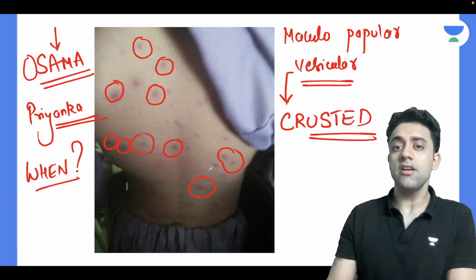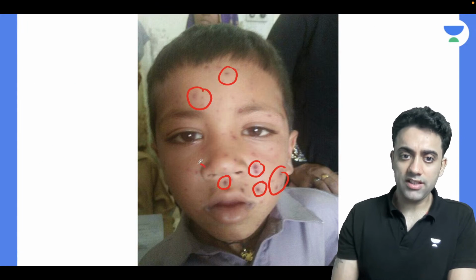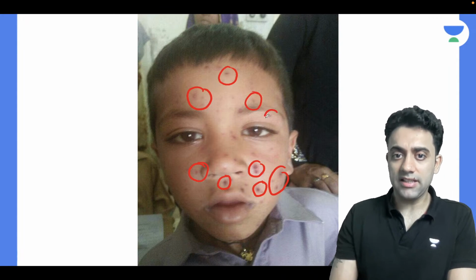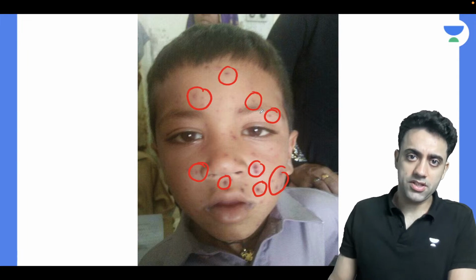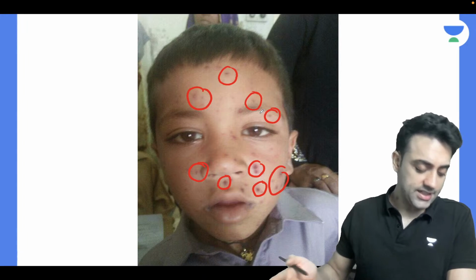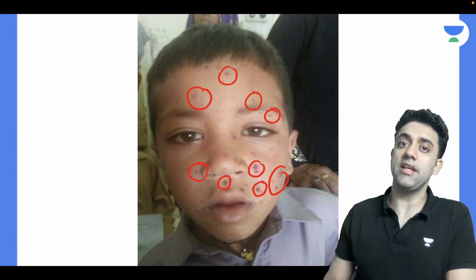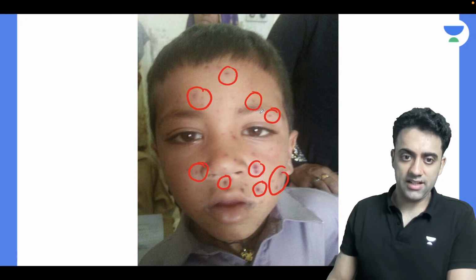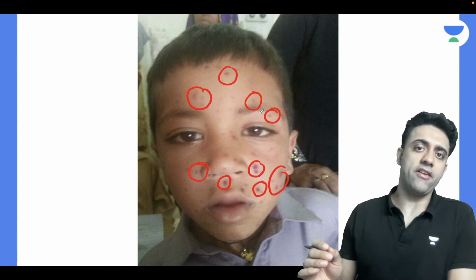But this is nothing but when all the vesicles get crusted. Here you can see all these black things are the vesicles that have now crusted. So the answer to this question is, when all the vesicles get crusted, the period of communicability is over.